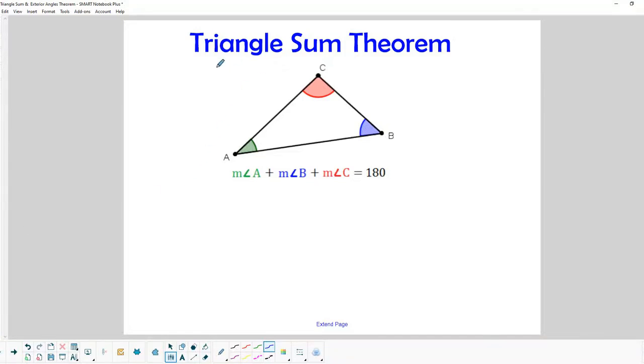Okay, so today we're going to look at a couple of new things. First of all, let's just review the triangle sum theorem. And all of that means is if I have the three angles of a triangle and I measure them and add them together, they will always equal 180 degrees. And that isn't something that is new to us. We've learned about that before.